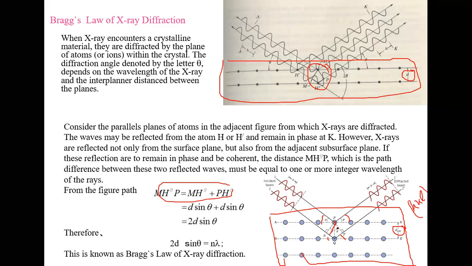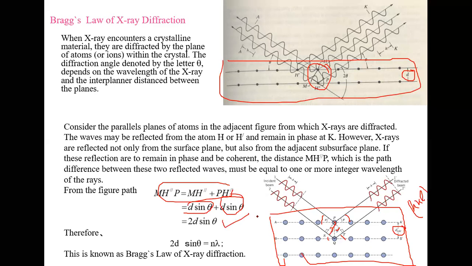Now, if this is d, we can show that this angle will also be theta and this angle will also be theta. With d and this angle theta, SQ or QT, or in this case MH double prime and PH double prime, will be d sin theta. One is d sin theta plus another is also d sin theta. So the total path difference will be 2d sin theta.